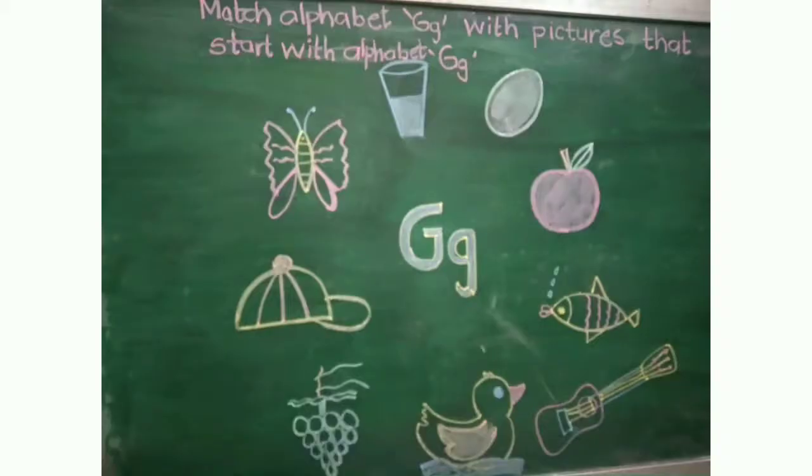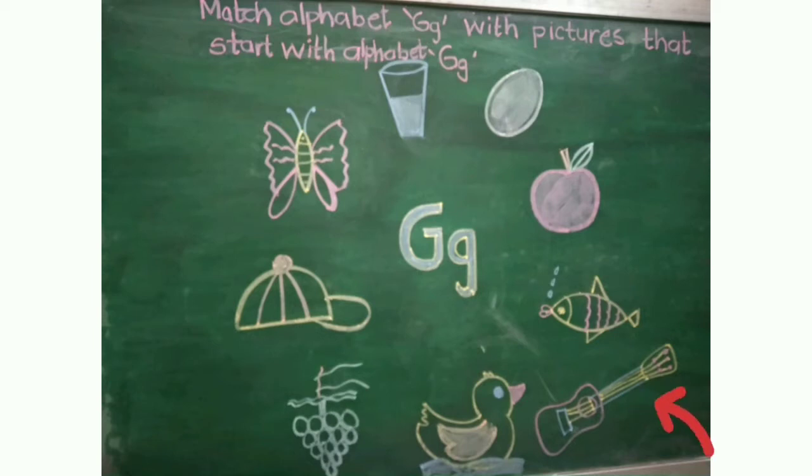Now let's do an activity related to alphabet G. Match alphabet G with pictures that start with alphabet G. This is an egg. Does it start with alphabet G? No, so we will not match it. This is an apple. Does it start with alphabet G? No, so we will not match it. This is a fish. Does it start with alphabet G? No, so we will not match it.